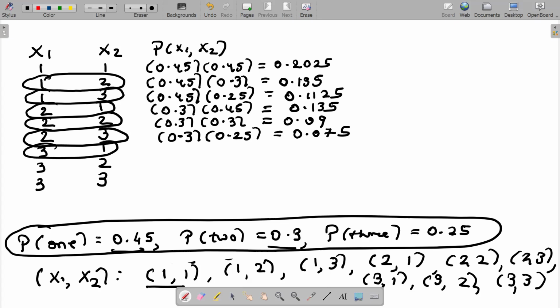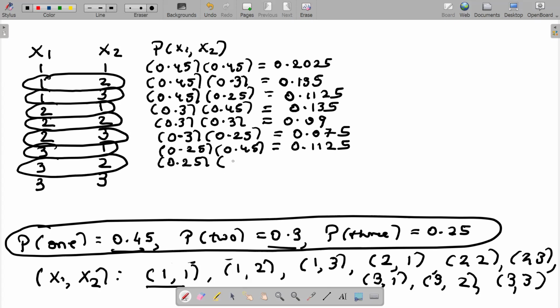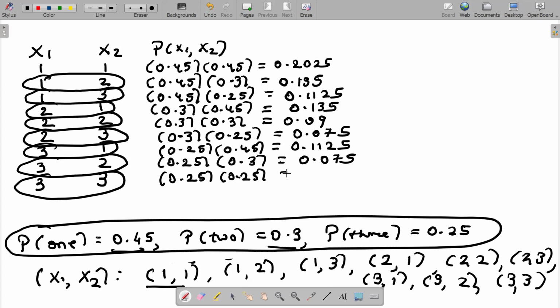3, 1. So 3 corresponds to the probability 0.25 and 1 corresponds to the probability 0.45, again gives me 0.1125. 3, 2 combination is probability of 3 is 0.25, probability of 2 is 0.3. So 0.25 into 0.3 gives me how much? 0.075. And last one, 3, 3 combination means 0.25 into 0.25, which is 0.0625. So these are all my probabilities.